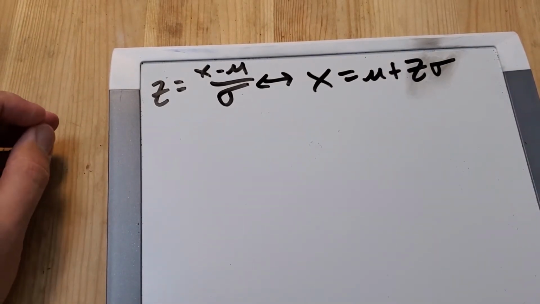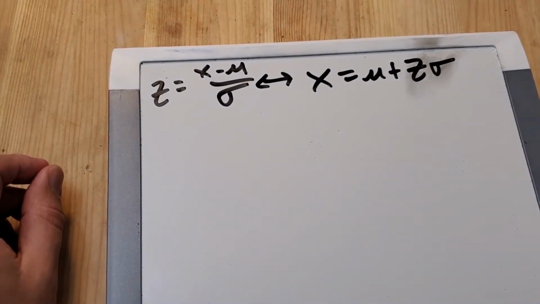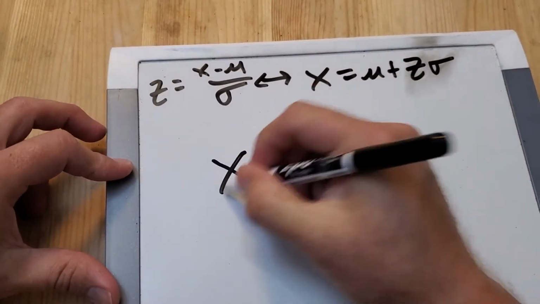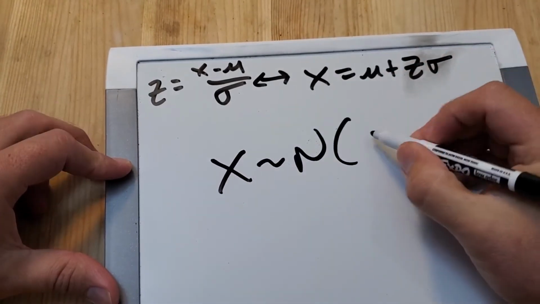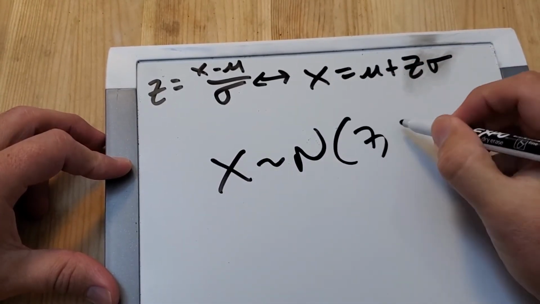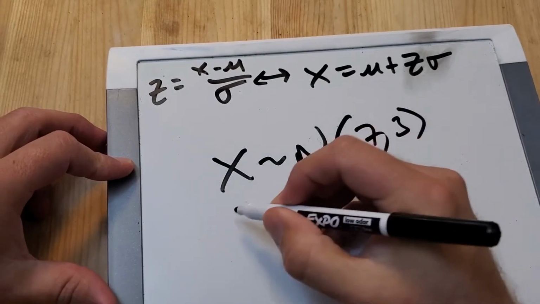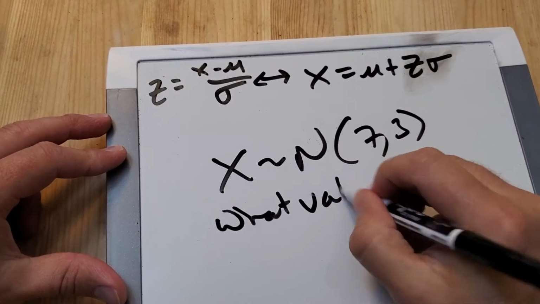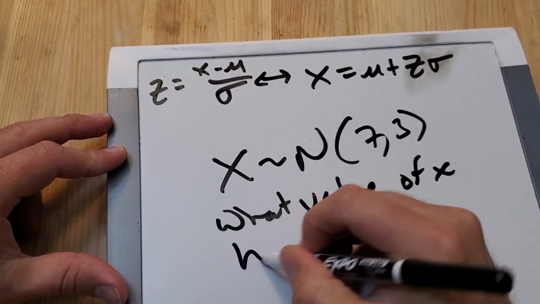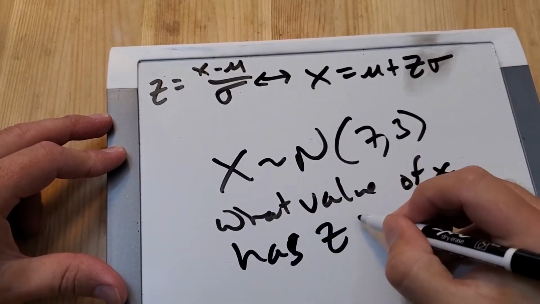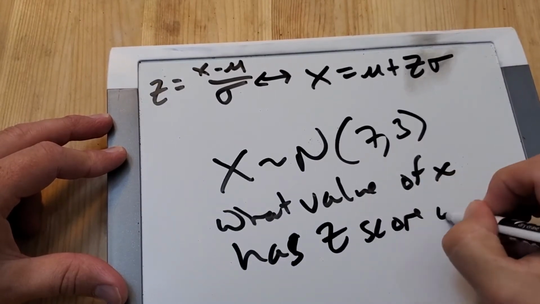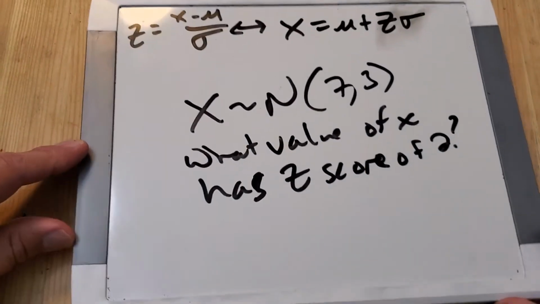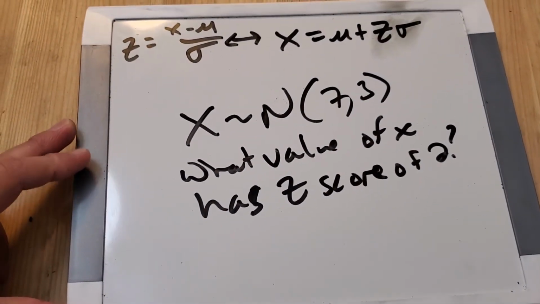All right, so there's a problem that says, for example, X follows a normal curve, and then it puts a 7 here and a 3 here. What value of X has a z-score of 2? Right, so there are some problems in the homework that look a lot like this.